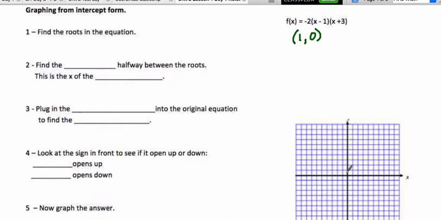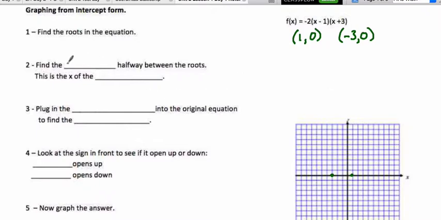So 1, 0. 1, 0 is right here. We might as well just put it on there. And then negative 3, 0. So we know that's where it crosses the x-axis, but that's not really enough information for us to draw this correctly. We also are going to find out what the vertex is.